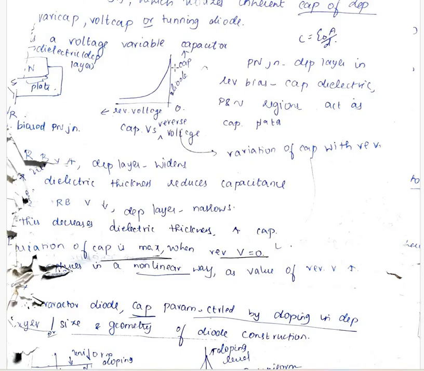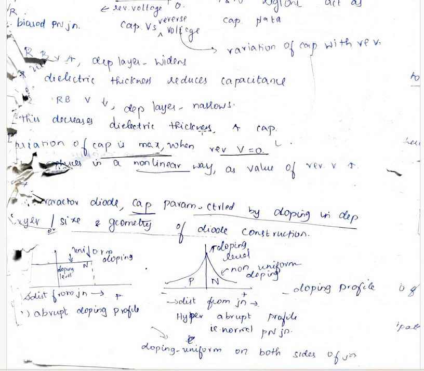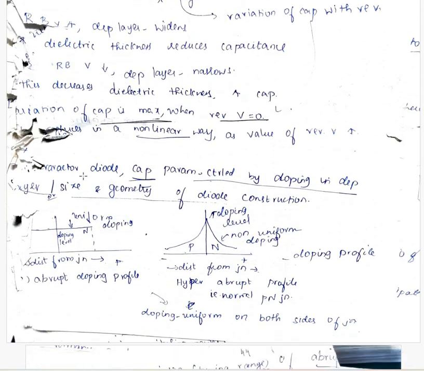So at zero reverse bias voltage, the capacitance is maximum, and as the reverse bias voltage increases, the width of the depletion region increases. So the distance between the parallel plates increases in reverse bias. As this increases, the capacitance value decreases, in C equal to epsilon naught A by D. So the capacitance is maximum at zero reverse bias voltage, and capacitance reduces as we increase the reverse bias voltage.